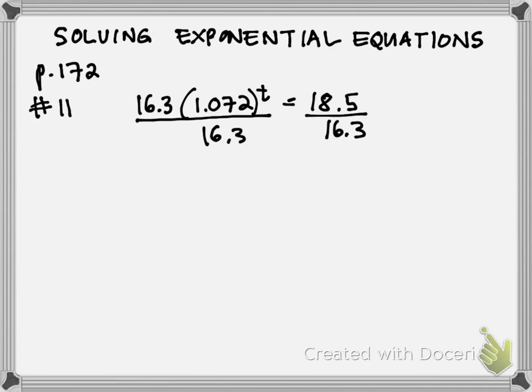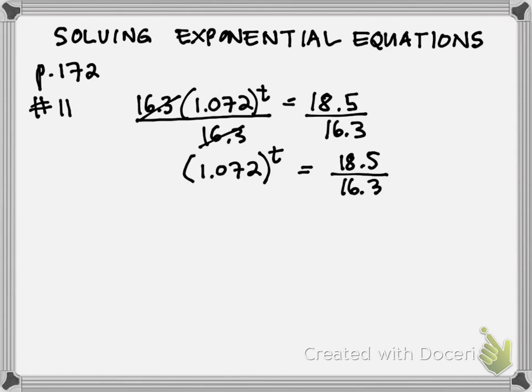That's your first step. So this cancels out. 16.3 divided by 16.3 is 1. On the left side, you're left with 1.072 to the power t, and on the right side, you have 18.5 divided by 16.3. Now we have isolated the expression with the exponent t. In order to bring that exponent down, we're going to take the logarithm of both sides. Whatever you do on one side, you should also do on the other side.